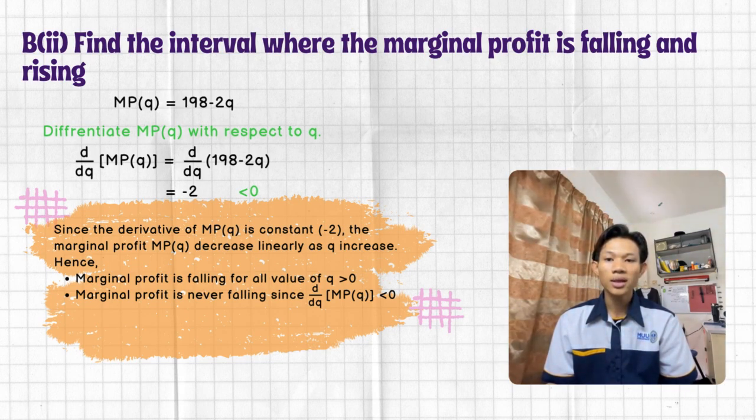This result shows that the derivative of the marginal profit is a constant, which is negative 2. This means that the marginal profit is decreasing at a constant rate for all values of Q. Therefore, we can conclude that the marginal profit is always falling and it never rises because the rate of change of the marginal profit is always negative.